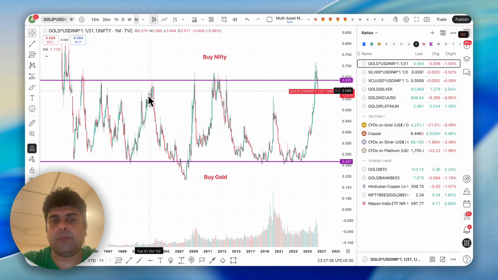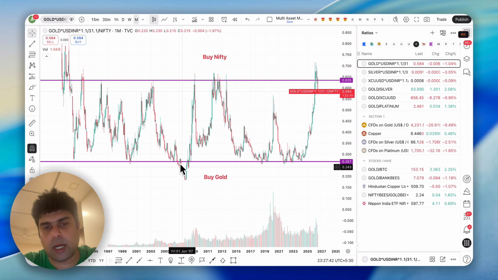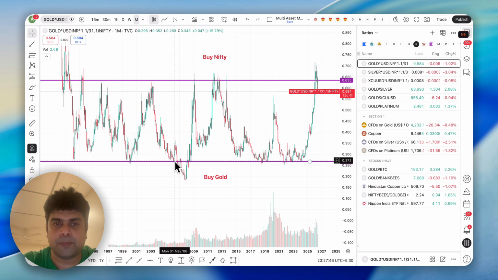Gold ended up becoming a dominant player. And then from 2003, Nifty took over again, and Nifty went on until the other side, which is April 2006.